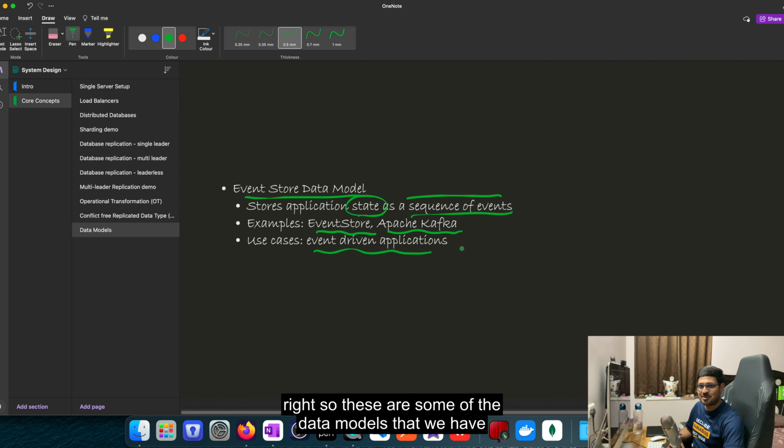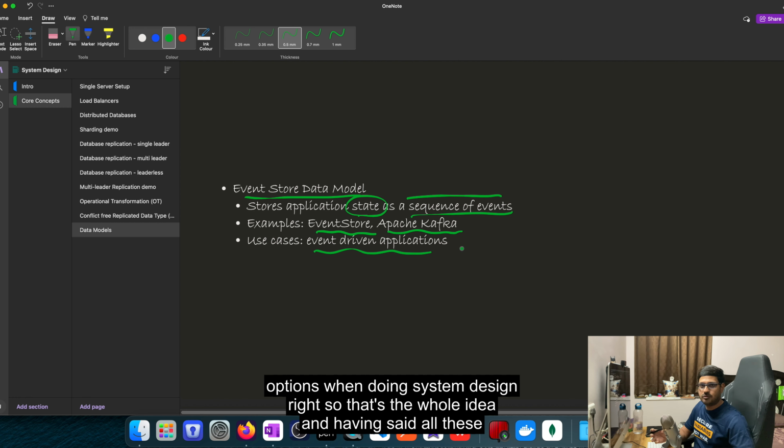So these are some of the data models that we have available today. So now that you're familiar with these models, you can make use of them, go deeper into any of those models, and at least you will be able to talk about these different options when doing system design, right? So that's the whole idea.